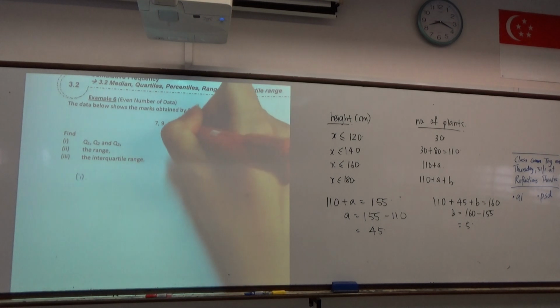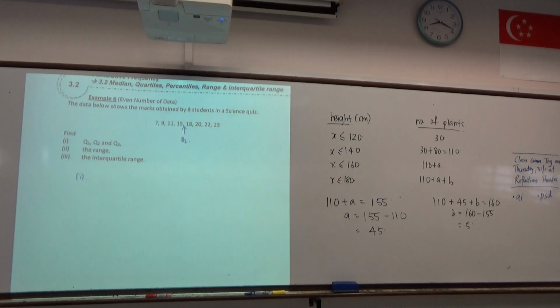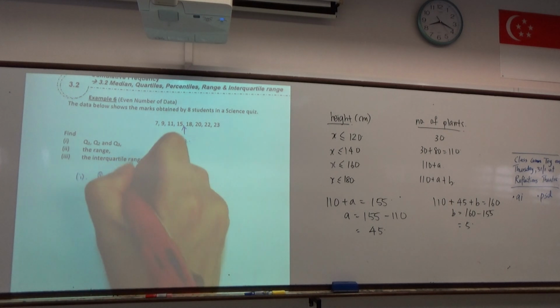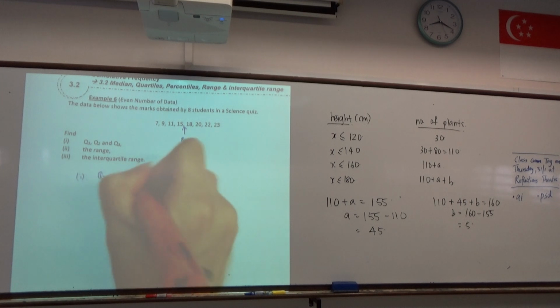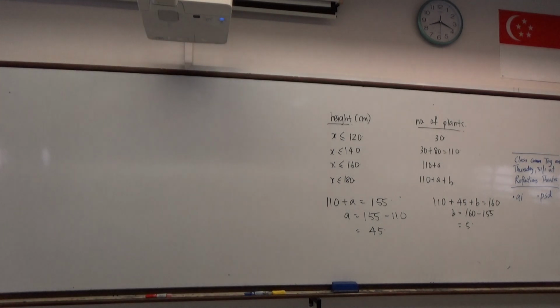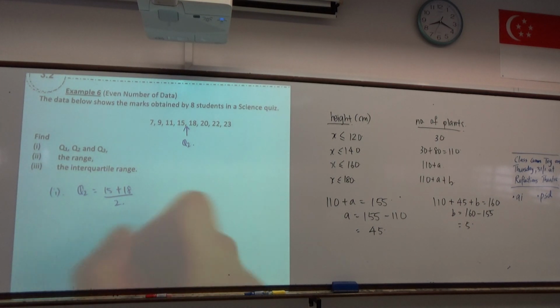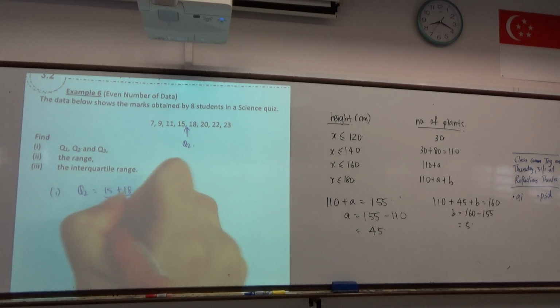So the middle will actually be here, between 15 and 18. So that is Q2. Q2, which is the median, will be 15 plus 18 divided by 2. This is how we have always been finding our median when we were in Secondary 2. So this will give us the value of 16.5.